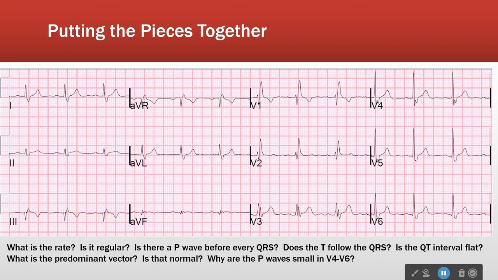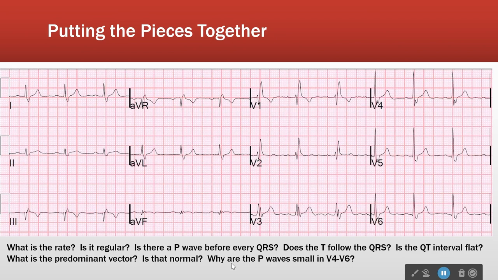Question number three, is there a P wave before every QRS? All right, remember the P wave shows us atrial depolarization. Now, P waves can get kind of small. I'm pointing at them. See these little guys? Thing with an EKG, every little squiggle matters. All right, so even this guy, does 3 even have a P wave? Barely. So that one may be a little abnormal. But I think that's your P wave there.